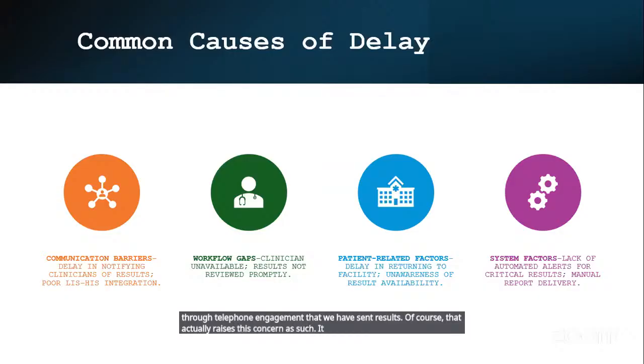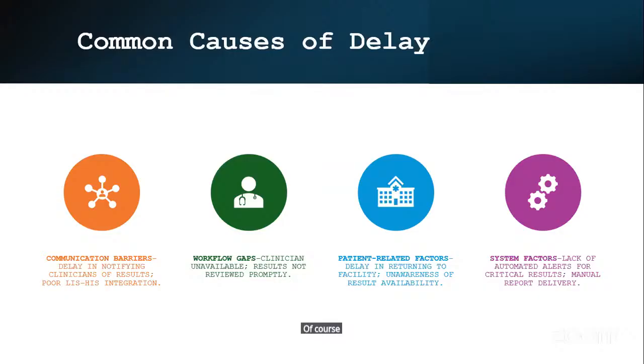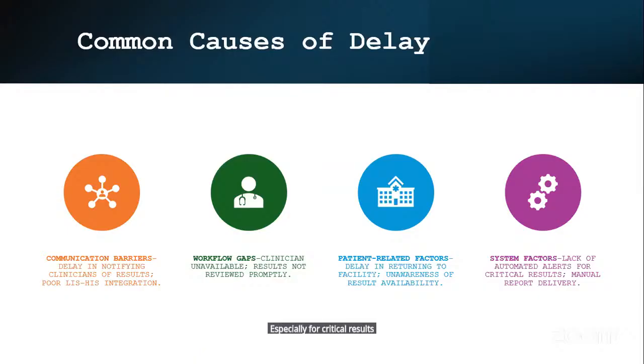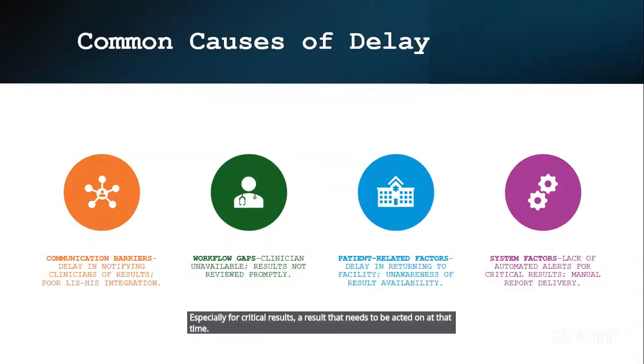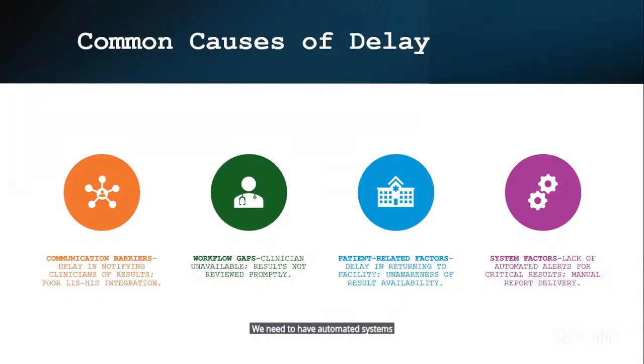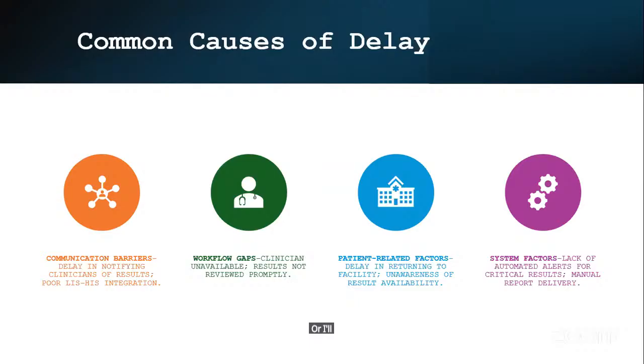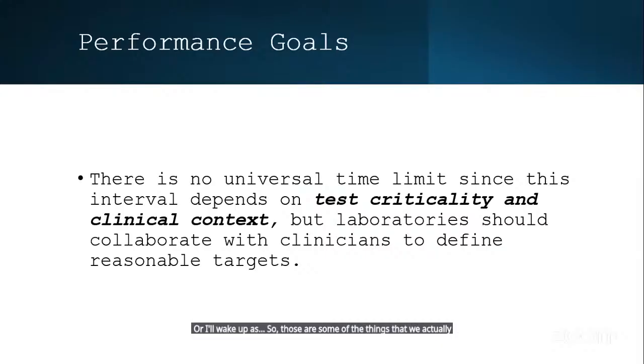It could be a system factor. Of course, lack of automated alerts. If you do not alert me that the result has come in, I might actually miss that report, especially for critical results. A result that needs to be acted on at that time, we need to have automated systems that actually report on that. Of course, manual report delivery, in the event that I'm bringing a manual report to the doctor, but I get there, they're not there, or I leave it there and they even forget to call the patient themselves. So those are some of the things that we actually look at to make sure that our systems are performing well.